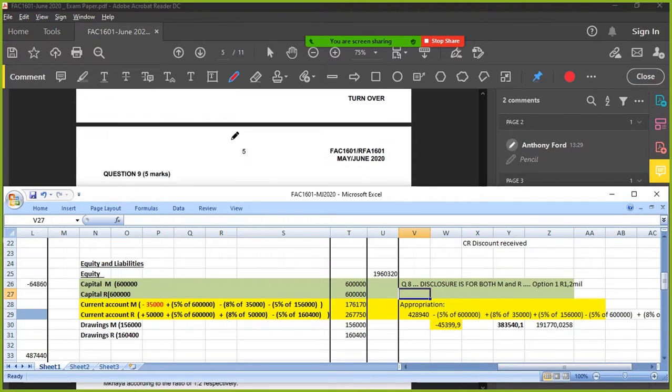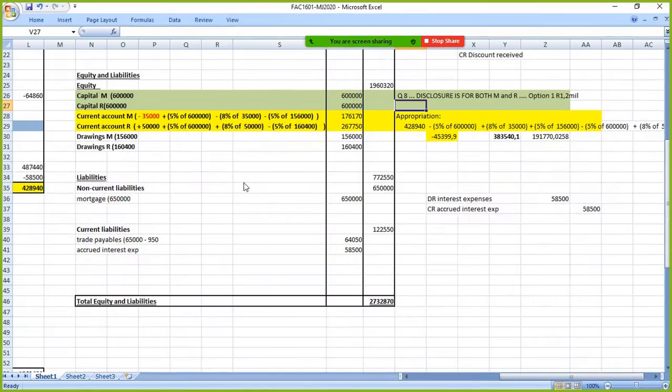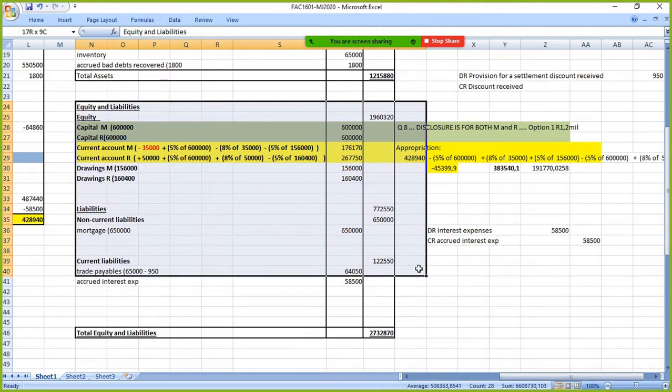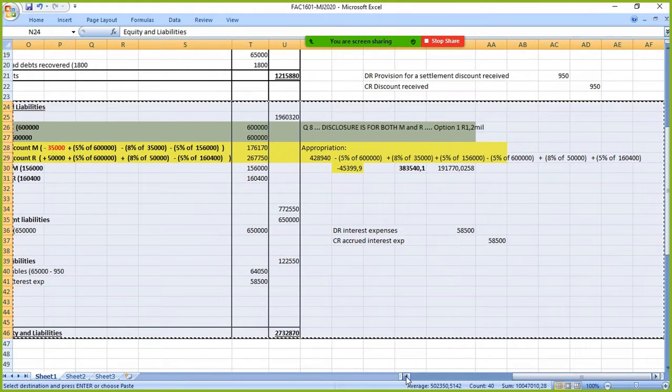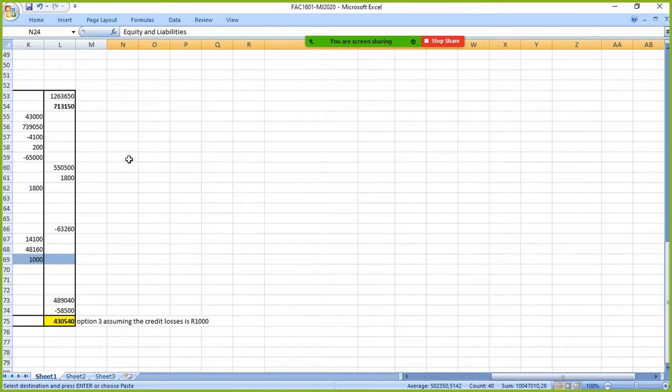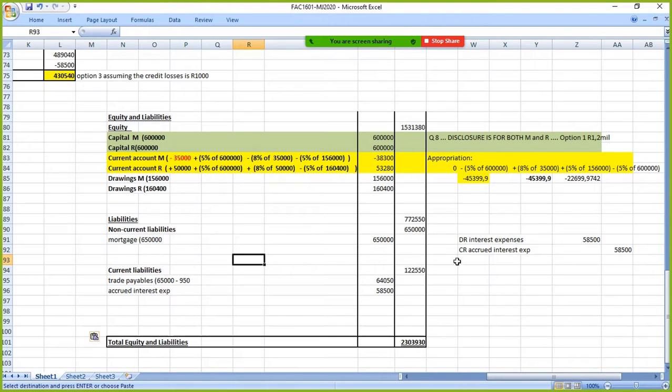All right, next. Number 9. Assume the correct total comprehensive income for the year is that. Which one of the following alternatives best represents the correct balance of the current account at the end of the year? Okay, so they're telling me 62800. That's what I want. 62800. All right, so again, copy paste. Okay. All right, so all of that's going to stay there.